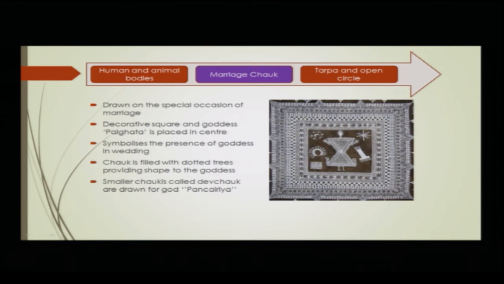And apart from that, the borders are very well decorated, and these borders signify the trees which are giving shade to the goddess of fertility, goddess Palgar. And after that, the last point: in some of the worldly art paintings, small chalks are also drawn, which are called Dev chalk, and they are drawn for god Pancharya.